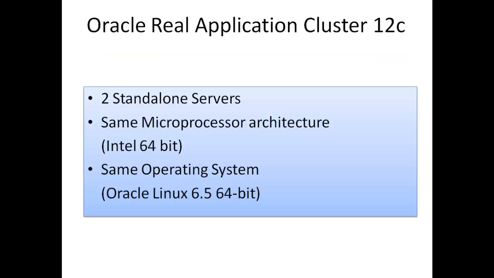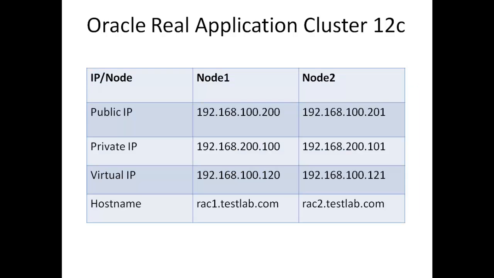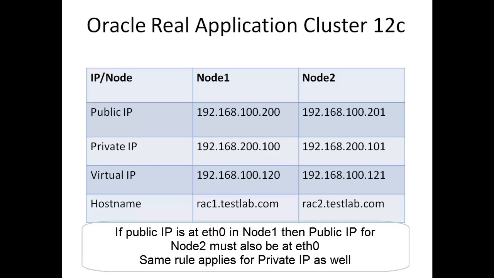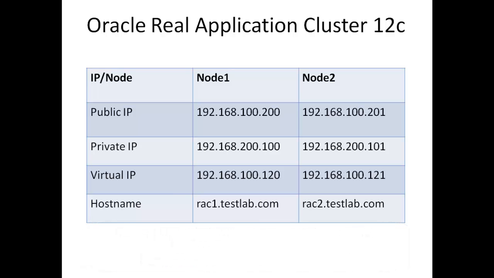So this is the architecture. What we need here is two standalone servers which have the same processor architecture. We are using Intel 64-bit architecture, and the same operating system, Oracle Linux 6.5 64-bit. And here's the IP and network requirement for our Real Application Cluster. For node 1 the public IP is specified, and node 2 is also specified. In the private IP, you see the network IP of node 1 and node 2 is different from the public IP of node 1 and node 2.